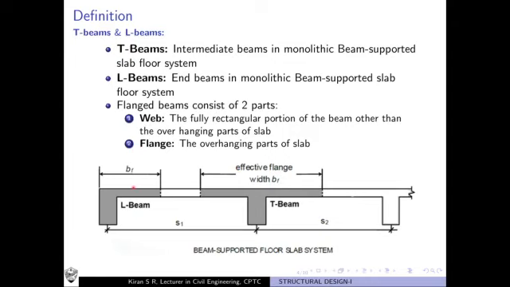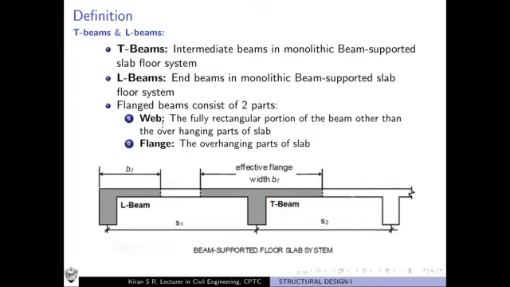So what is flange? The overhanging parts of the slab of a flanged beam is called as flange. So you observe here, this is an L beam. The part of the slab which is overhanging, this outstanding part of the slab is what we call as the flange. In the T-beam case also, on either side of the beam you have the outstanding portions and we call it flange.